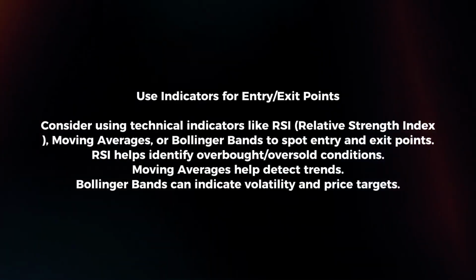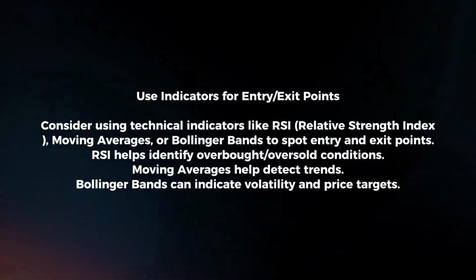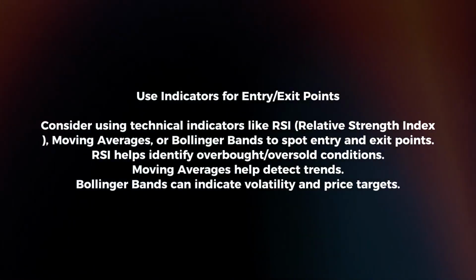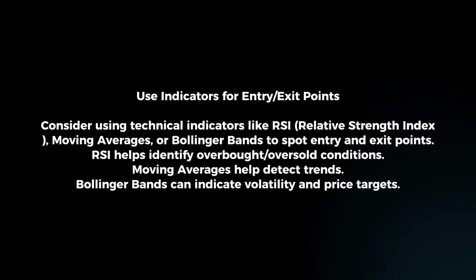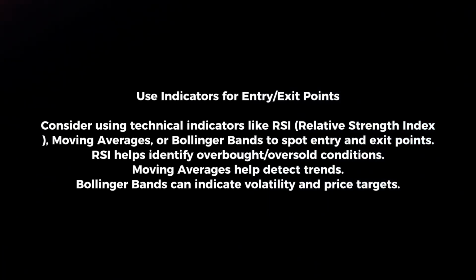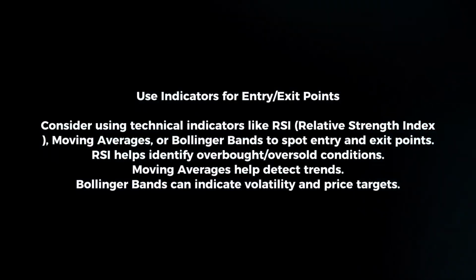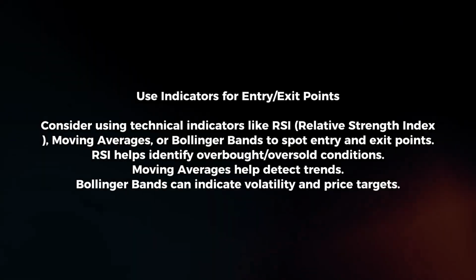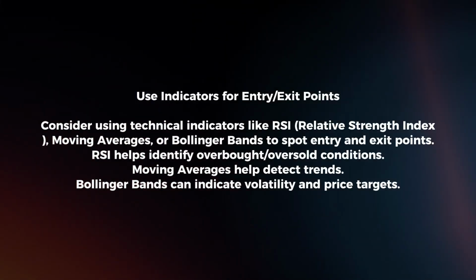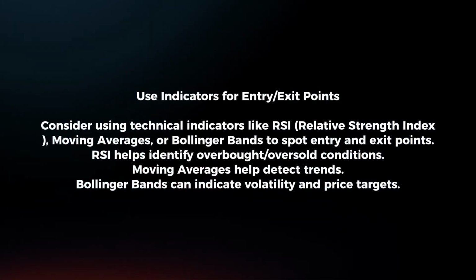Use indicators for entry or exit points. Consider using technical indicators like RSI, moving averages, or Bollinger Bands to spot entry and exit points. RSI helps identify overbought or oversold conditions. Moving averages help detect trends. Bollinger Bands can indicate volatility and price targets.